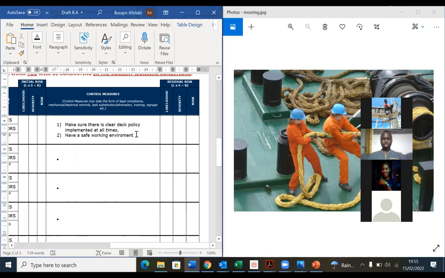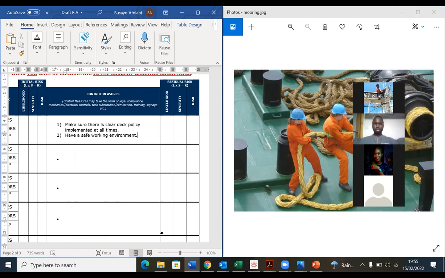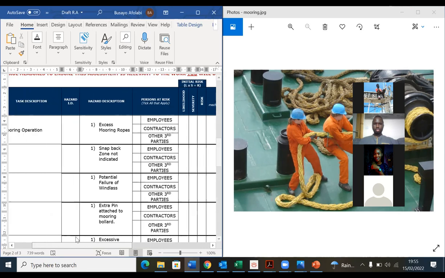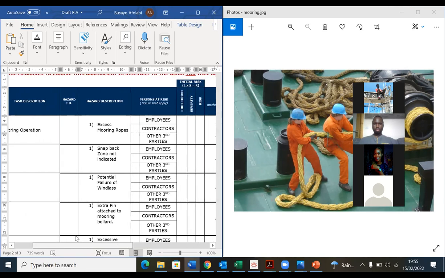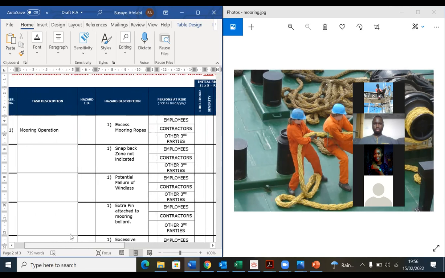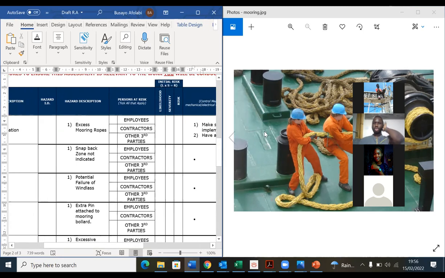Can I say something regarding the other rope? From what I see, it is obstructing an exit point. In case there's an emergency, it's obstructing the escape route. Okay.